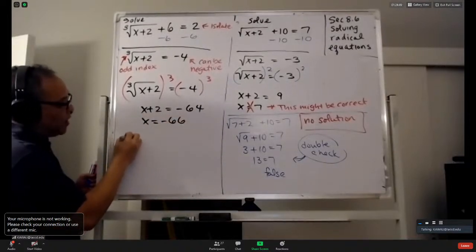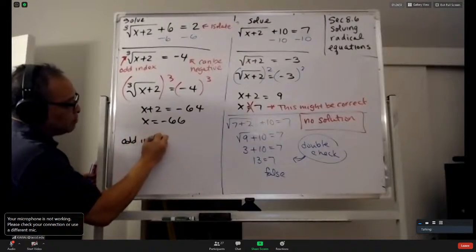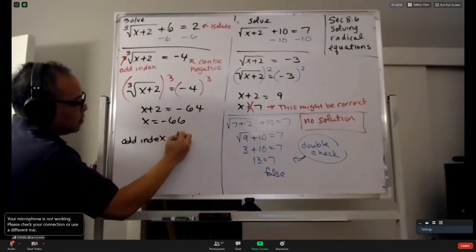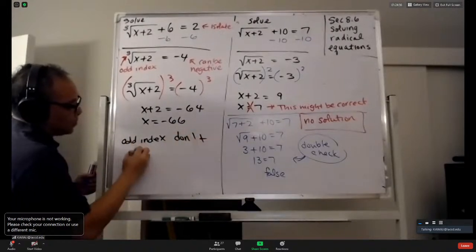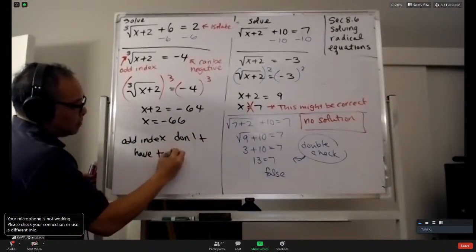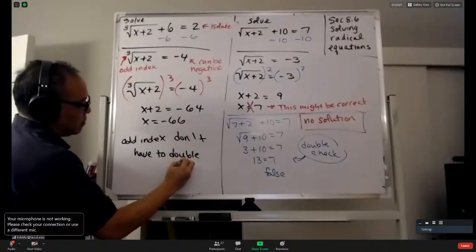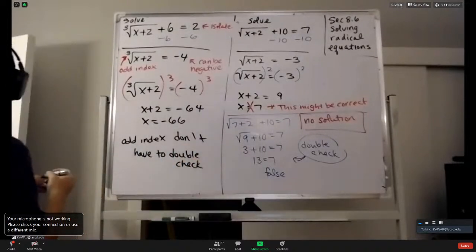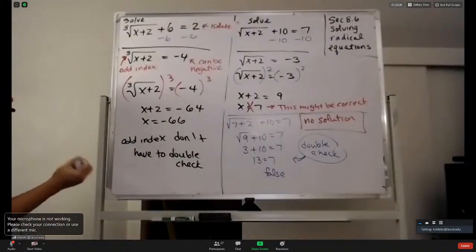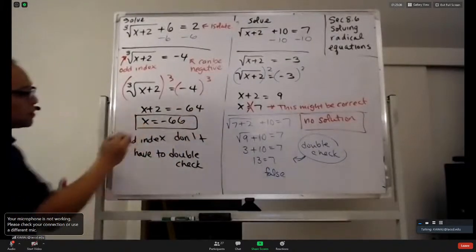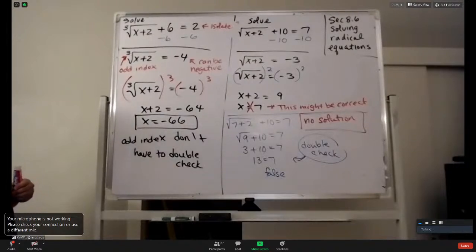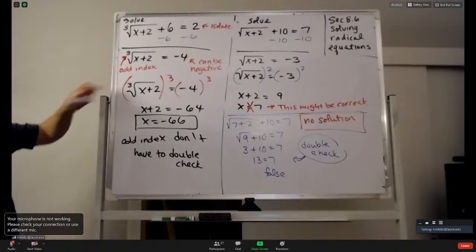Now, if you have an odd index, you don't have to double check. If you have an odd index, this just worked. That's correct. So you don't have to worry about it. It's correct. Okay, you only have to double check if there's an even index.